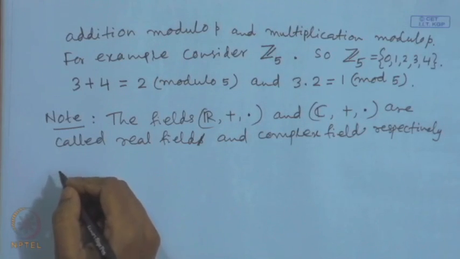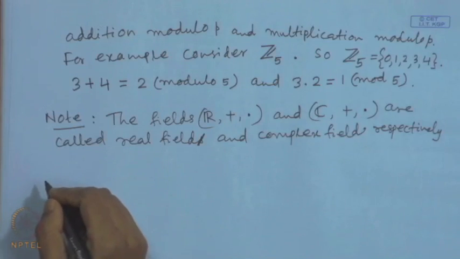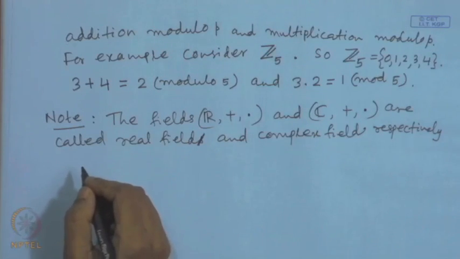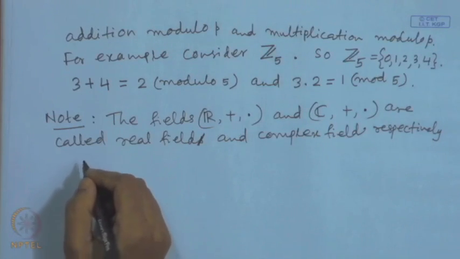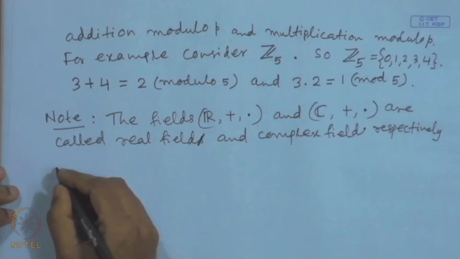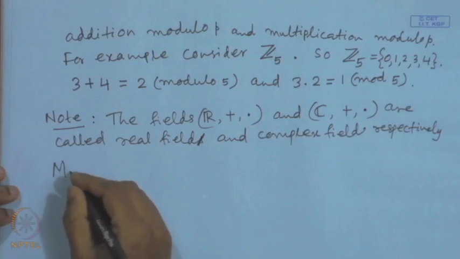So now we are ready to give the definition of a vector space, but before that we would like to recall another important object that we need in linear algebra: matrices. Matrices play an important role in linear algebra to represent various concepts. So let us see matrices.